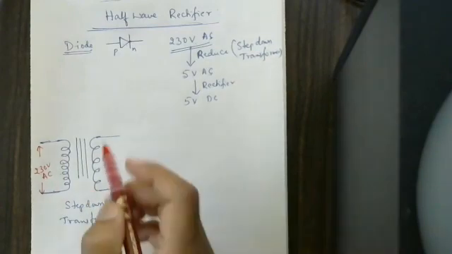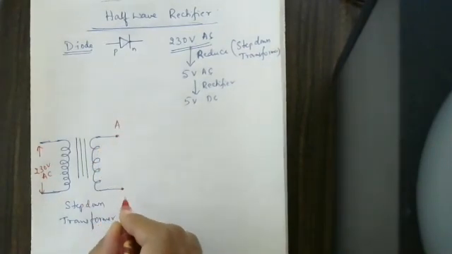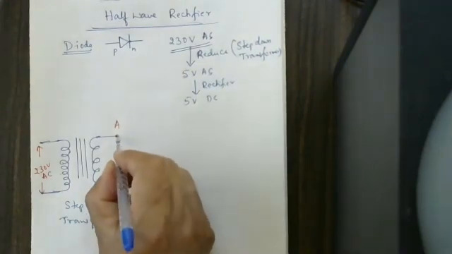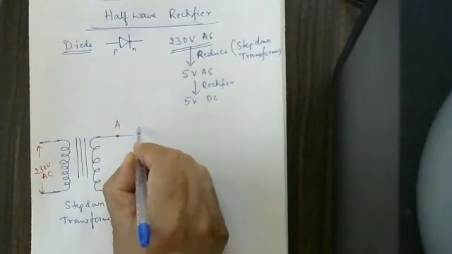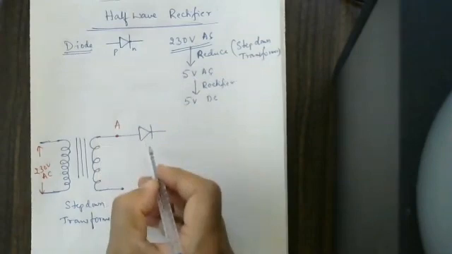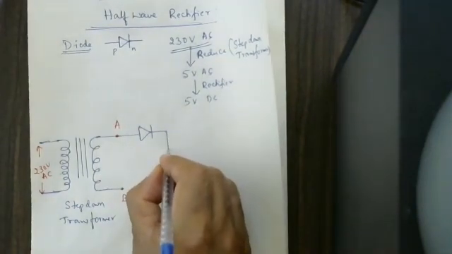Now I will take this point as point A for our reference, for our study purpose. This is taken as point B. This point is connected to a diode. Already you know about a diode. This is a diode I am connecting. Then we are connecting a resistance here.